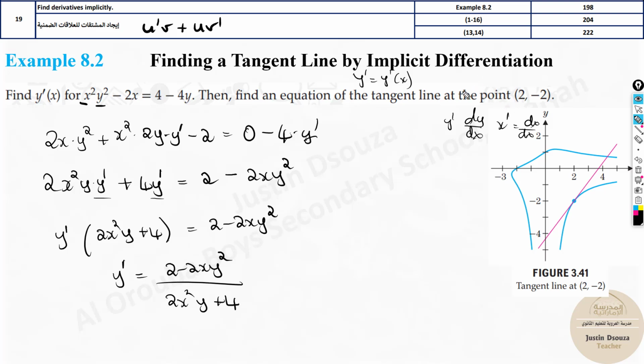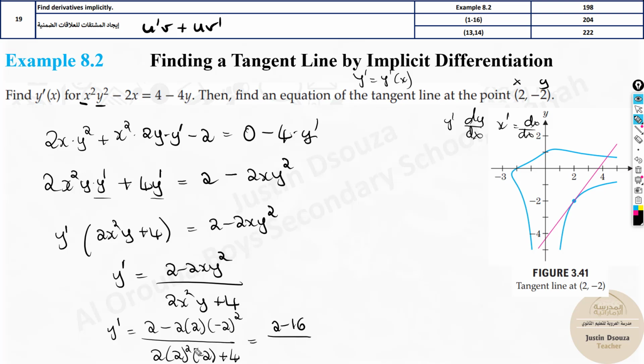They have told us to find the tangent line. This is the implicit derivative. Now substitute the x and y values. x is 2, y is minus 2, so y dash will be equal to 2 minus 2 times, what is the x value? It's 2, and y is minus 2 the whole squared, divided by 2 into 2 squared into minus 2 plus 4. You can use the calculator over here. 2 squared is 4, 4 2s are 8, 8 2s are 16, so it's 2 minus 16.